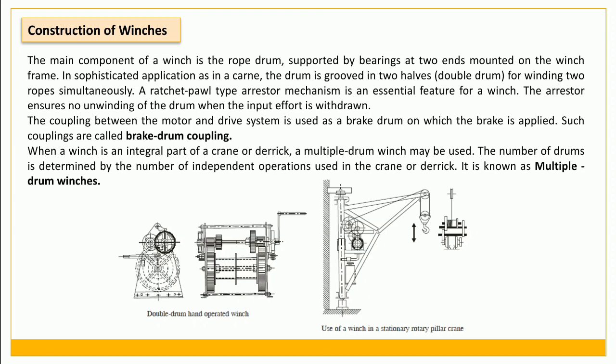So this is the basic structure of a winch, and the major specifications of a winch are basically the pulling capacity, length of the rope, rope speed, and the number of drums used. And there are other specifications which include overall dimension, rope size and drum size, as well as the motor power for electrically driven winches.